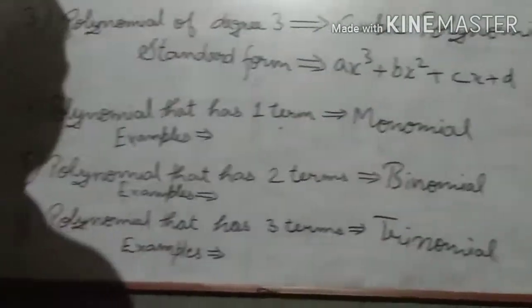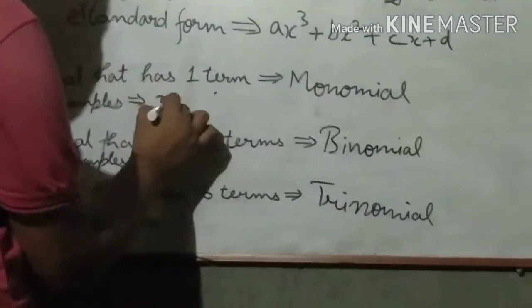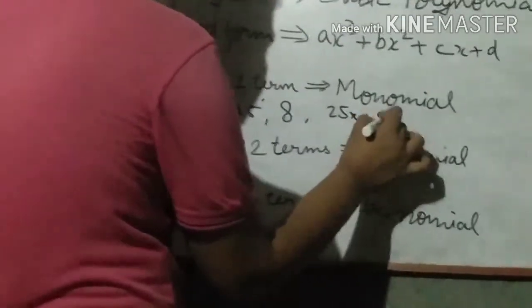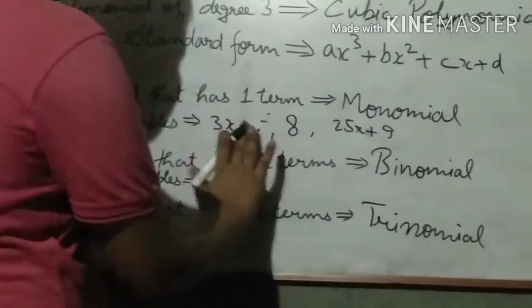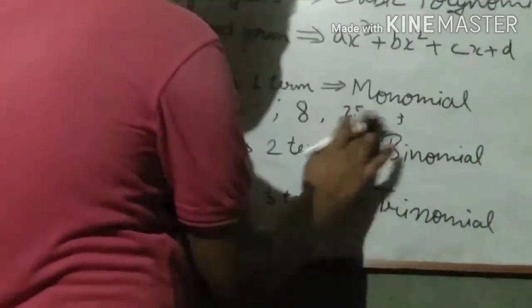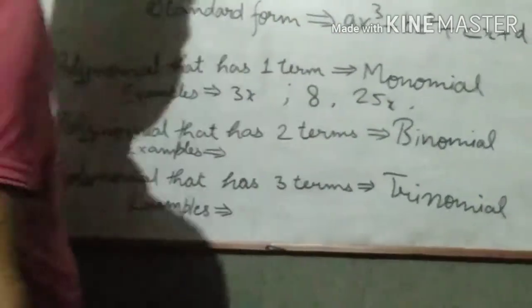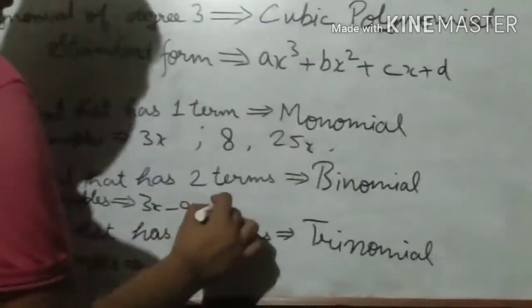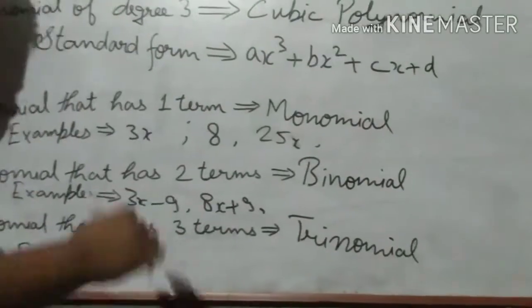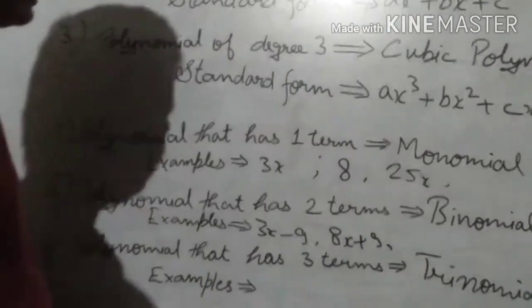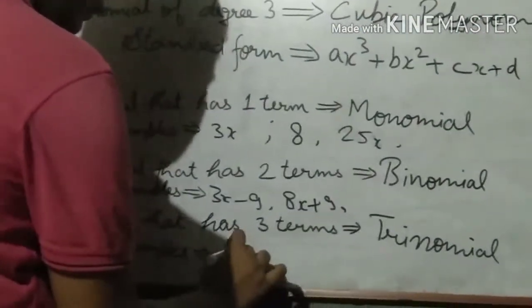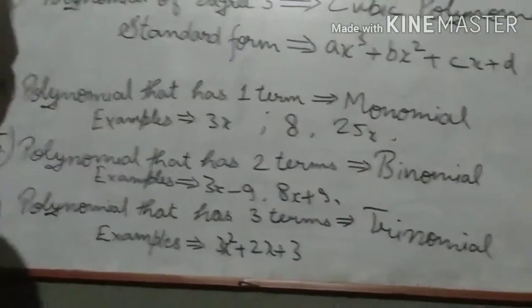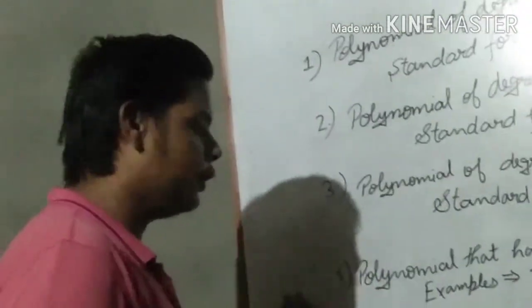Now we will see some examples of these polynomials. Examples of monomial are 3x, 8, and 25x. Examples of binomial are 3x minus 9 and 8x plus 9, which involve two terms. An example of trinomial is 3x square plus 2x plus 3. Here you observe that the first classification is on the basis of degree and this one is on the basis of terms.